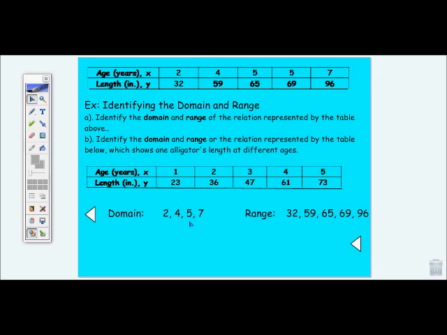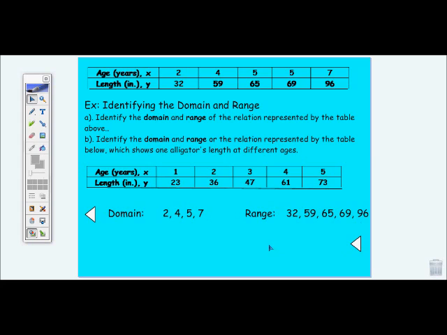Notice that I only wrote the 5 once. Also, the numbers should be listed in numerical order. In the chart, they are already arranged in numerical order. So no repeating and arranged in numerical order. That rule is true for range as well. So the range, I list those, and again, they're nice and in numerical order already in the table. So it's 32, 59, 65, 69, and 96.